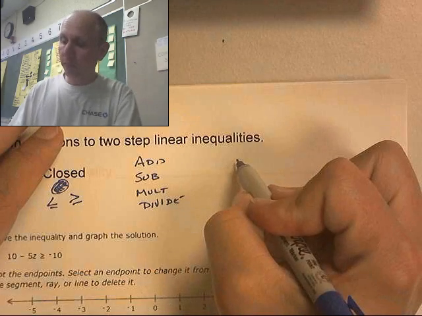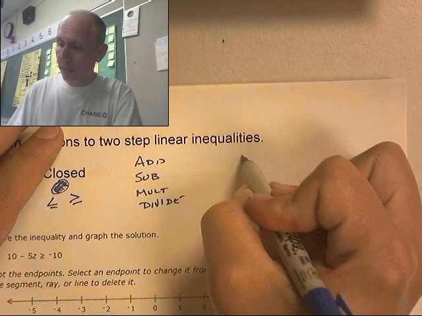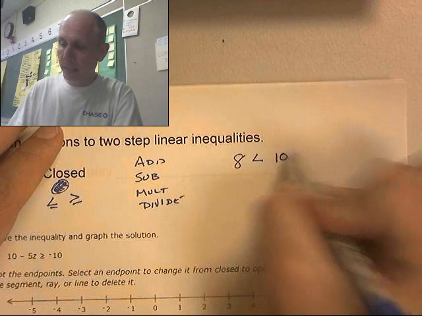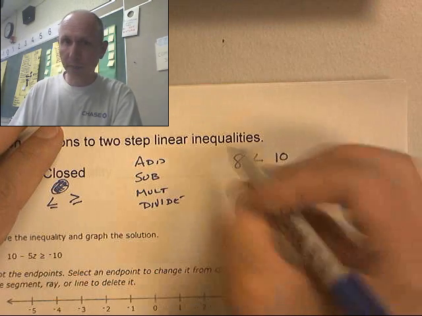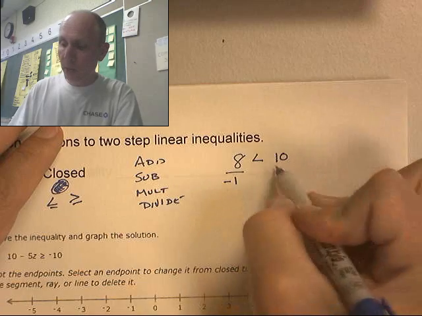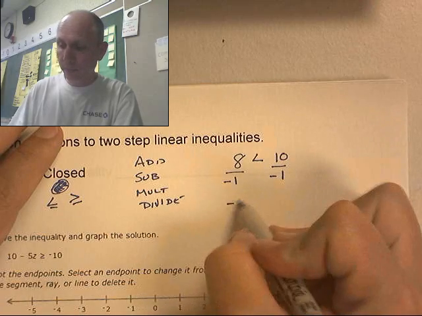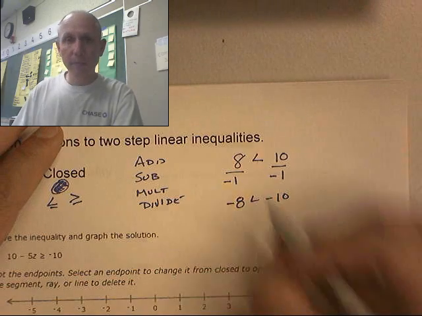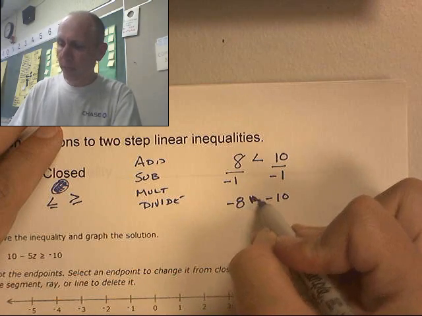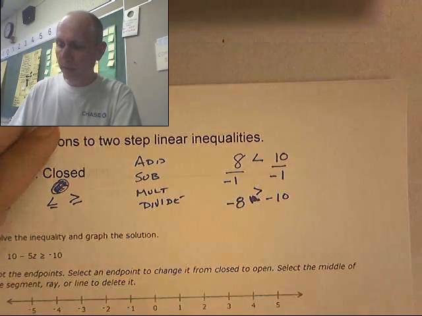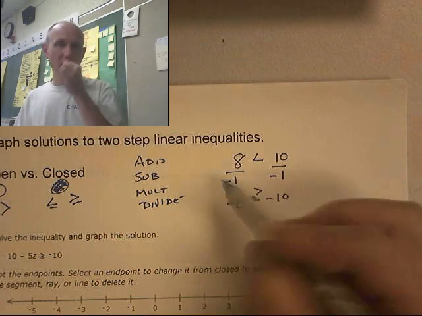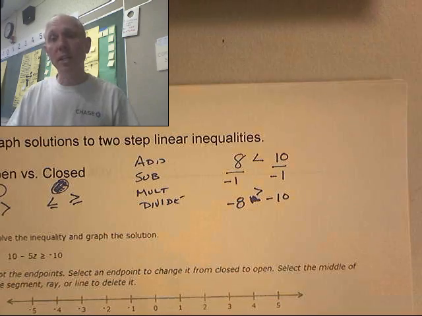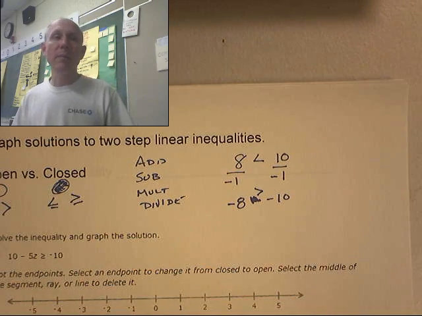So, if 8 is less than 10, correct? Well, I'm going to divide both sides by negative 1. Is negative 8 less than negative 10? No. I would have to flip the inequality symbol. So if I divide both sides by a negative, or if I multiply both sides by a negative, I need to flip the inequality symbol.